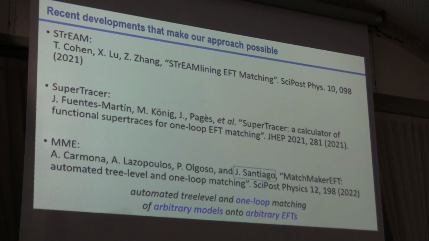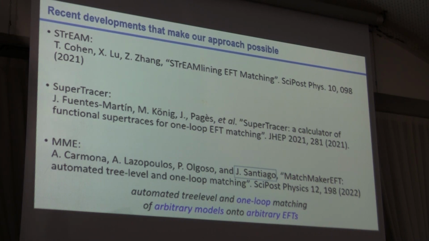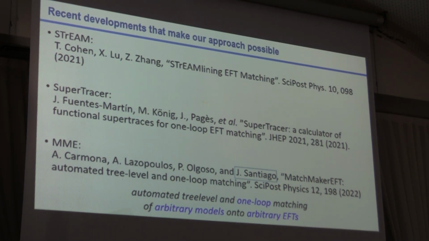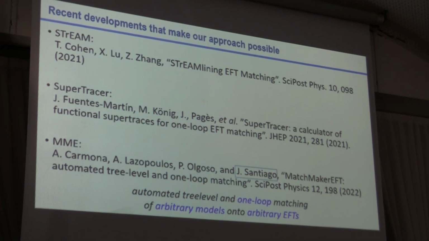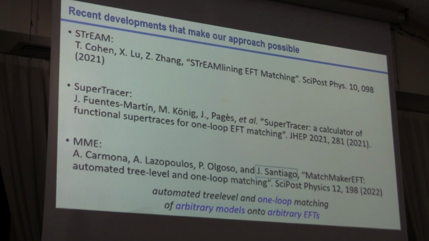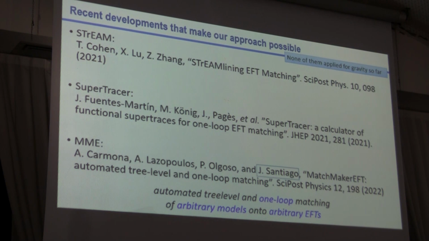The one we like the most is the one by Jose Santiago. He developed this thing he calls MME, or Matchmaker EFT, which is an acronym of an acronym, which is an automated tree-level and 1-loop matching of arbitrary models onto arbitrary EFTs. It looks amazing, but it's still limited to 1 loop. So there is a lot of work to do if we want to push it even further. And so far, none of them has ever been applied to spin 2 fields. So no one has actually tried to apply it to gravity. But I guess there is some work for us to do, and they're happy to pursue this now.